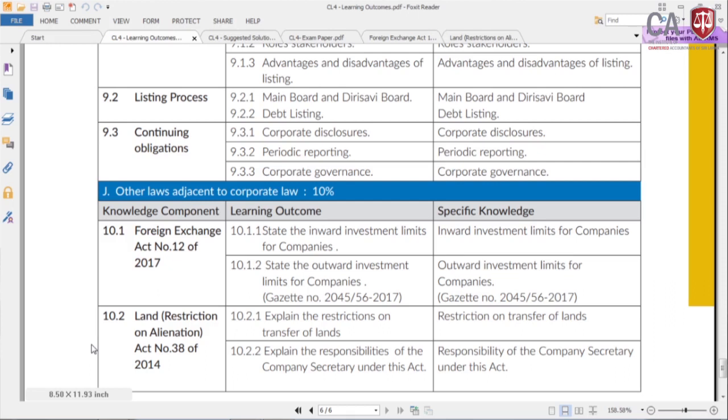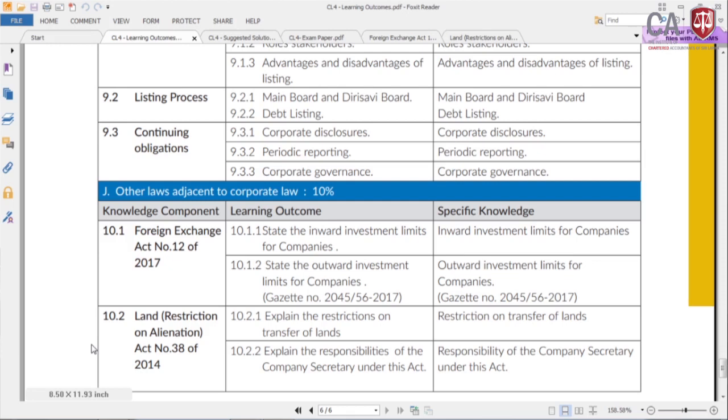Then on the other laws adjacent to corporate law, the Foreign Exchange Act number 12 of 2017: state the inward investment limits for companies, because I see that most of these questions come in the multiple choice questions, MCQ, and then state the outward investment limits of companies. So when I was discussing several papers, I have dealt with these areas.